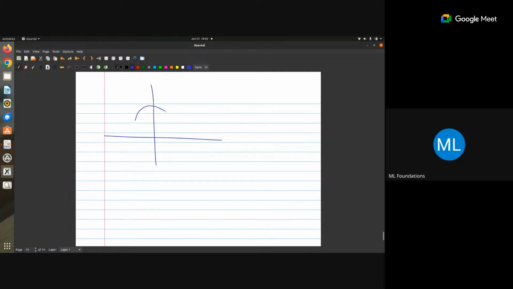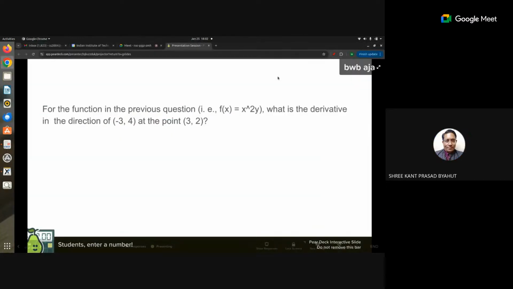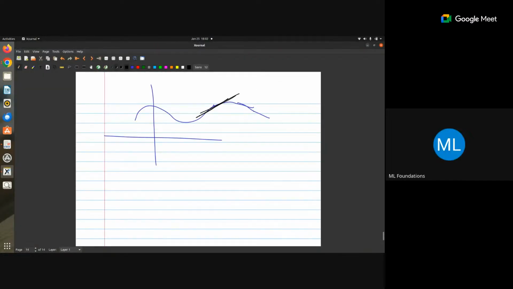So suppose you have a function like this. If I ask you what is the derivative at this point, you just find the slope, and the slope basically goes like this, right? If it is a linear function, then it is a straight line. If it is a surface, then the tangent is a plane. So this is in 2 dimensions, basically.